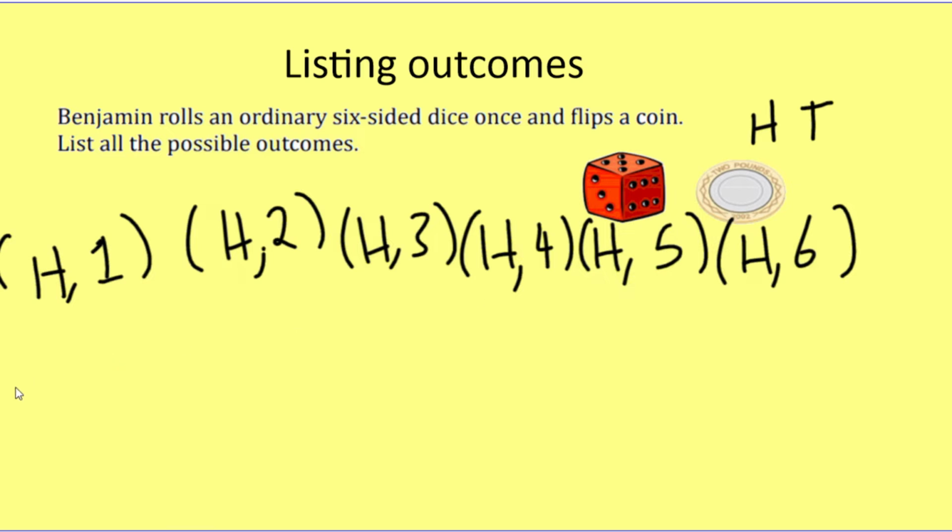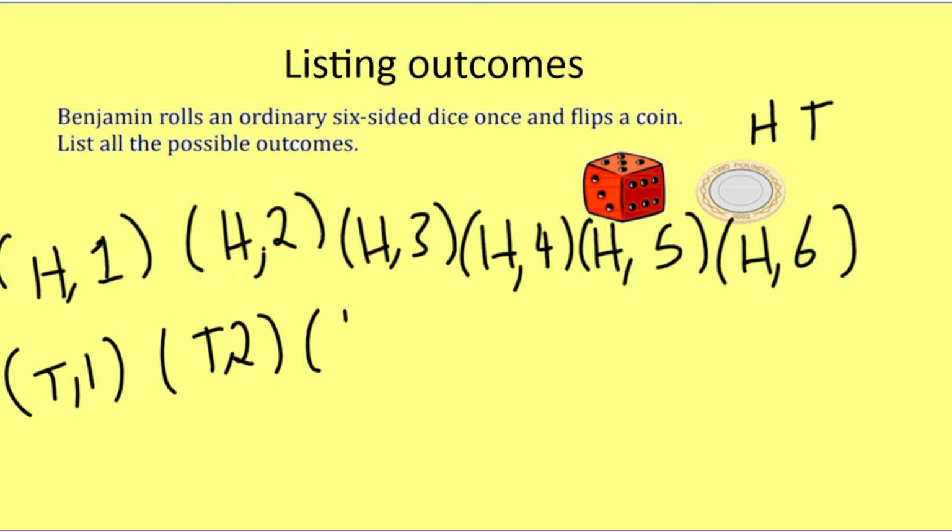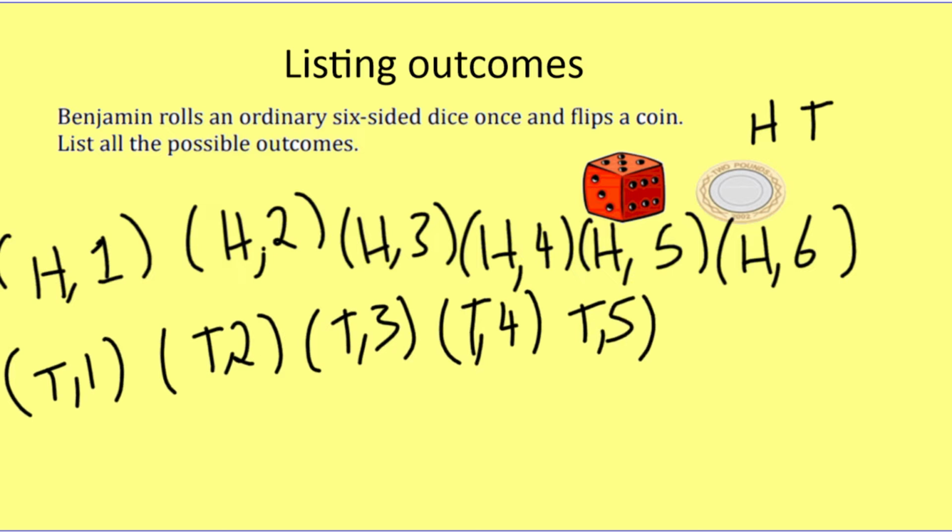Okay, and then obviously if you get to tails, you can get tails and 1, tails and 2, tails and 3, tails and 4, tails and 5, and tails and 6. Okay, it's important to be systematic when you're making these lists. Do all the heads first, then all the tails, and make sure you've got the right amount at the end, an equal amount of heads and tails.